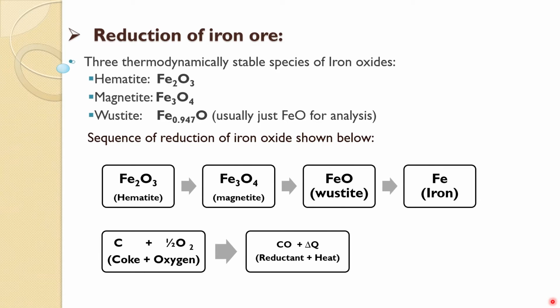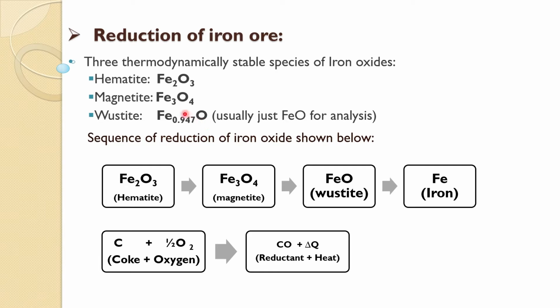So, we talked about the four systems important in the blast furnace. Now, we will talk more about the reduction of iron ore, and as you can see, hematite and magnetite are the two most stable phases of iron oxide.